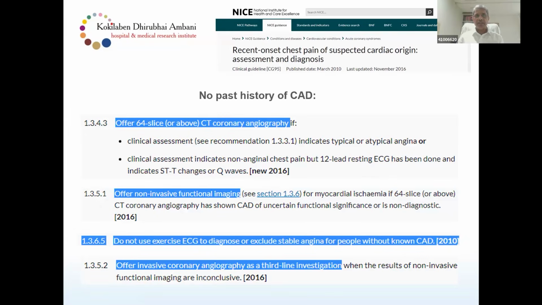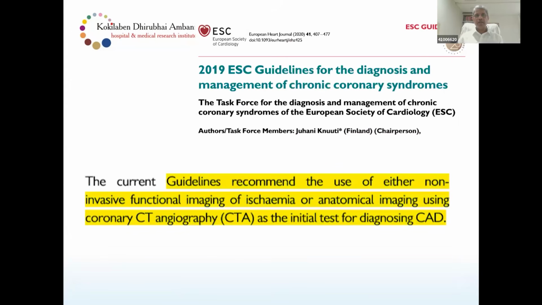So these are the NICE guidelines, the British guidelines. They say that if you have a CT scanner of 64 slice or above, then CT coronary angiography is the recommended test for evaluation of recent onset chest pain. So we are talking of acute chest pain. And these are the 2019 European ESC guidelines, which recommend the use of either non-invasive functional imaging of ischemia or anatomical imaging using CT coronary angiography as the initial test for diagnosing coronary artery disease.